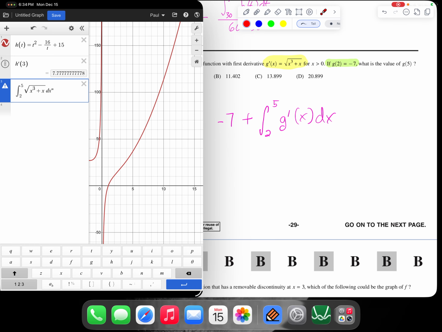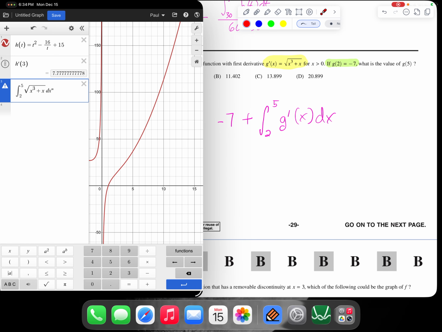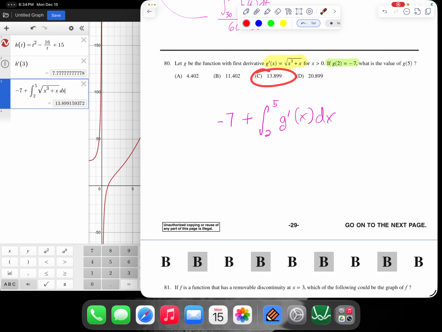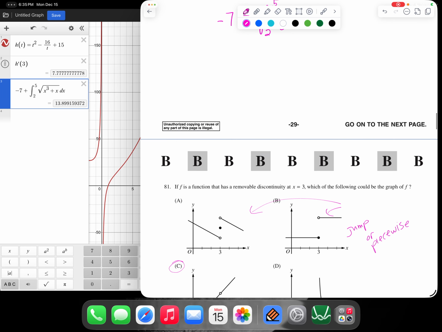We started back here at -7, and then we added that area. Let's get rid of that extra little thing I put in there. And the actual answer we want is now 13.899. The problem's a little tricky. Come by and see me if you have more questions on it.